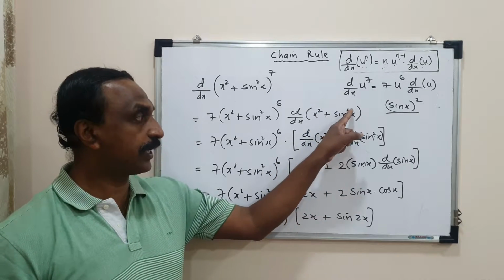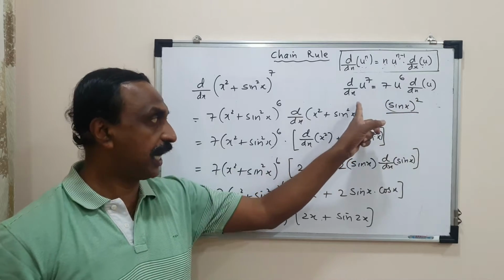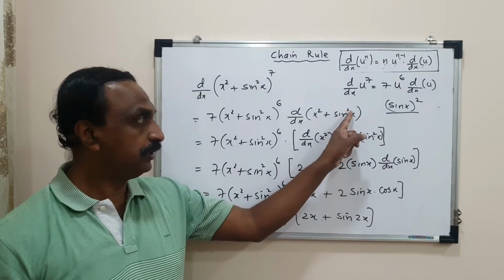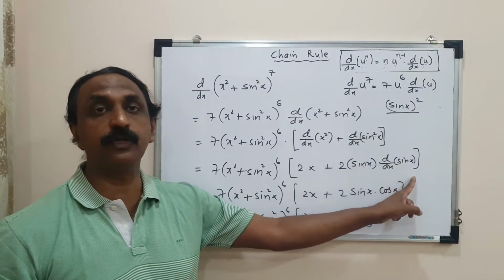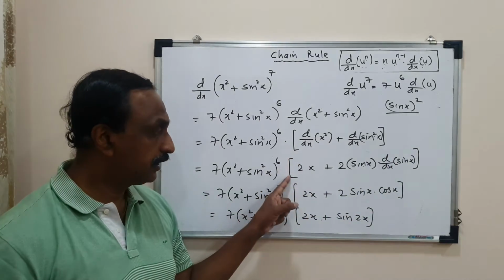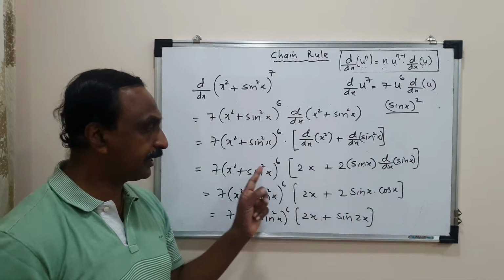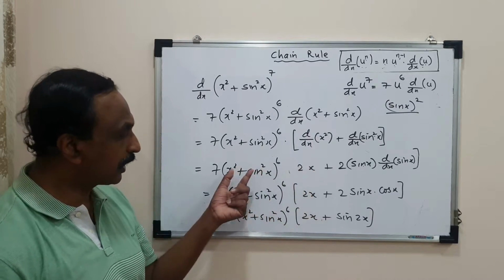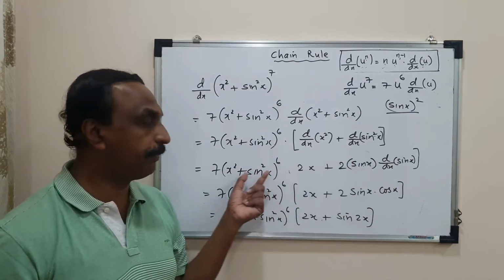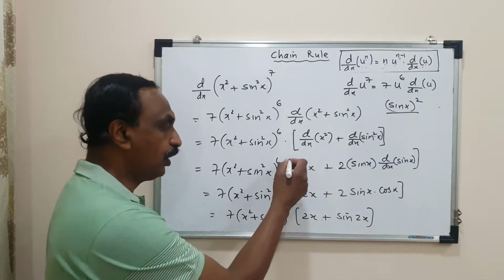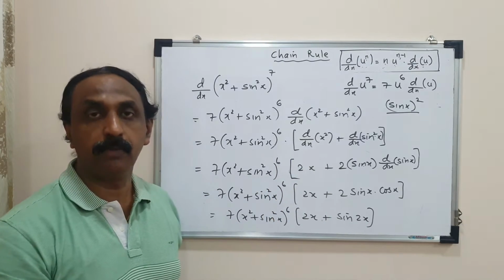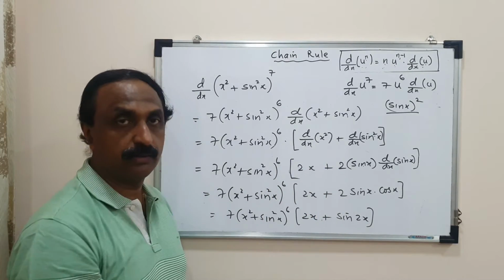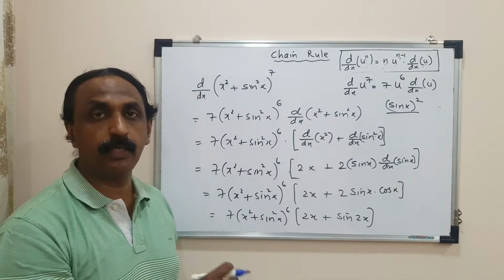Then derivative of sine square x, again power rule. Start from the power. Power into, reduce the power by 1 into derivative of the base. Remember the bracket. If you forget the bracket, what will happen? It means this 2x will multiply only this term, and will not multiply the other term. Hence your answer will go wrong. Hence this bracket is a must. Forgetting the bracket is the most common mistake.